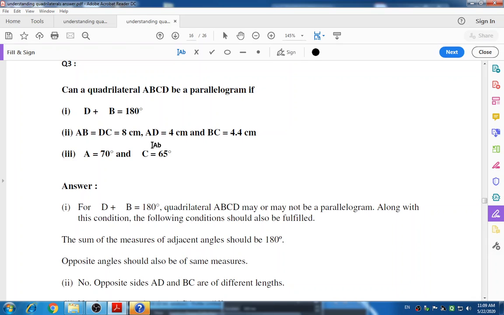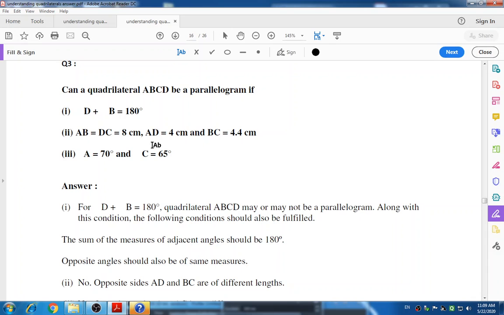Okay, the first one they asked, D plus B is equal to 180 degree. For D plus B equal to 180 degree, quadrilateral ABCD may or may not be a parallelogram. Along with this condition, the following conditions should be fulfilled. Which are these? The first one, the sum of the measures of adjacent angles should be 180 degree. Opposite angles should also be of the same measure. So it is not compulsory, it may or may not be a parallelogram.